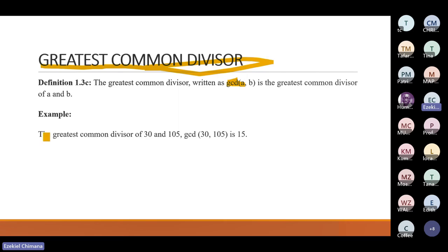For example, the greatest common divisor of 30 and 105. You are given 30 and 105. The greatest common divisor of these two numbers is 15. 15 is the largest number that goes into both 30 and 105. That's what we mean by saying greatest common divisor. This is how you write it: GCD of 30 and 105. This one is A and this one is B. So whenever you're saying A and B, you are referring to these numbers.